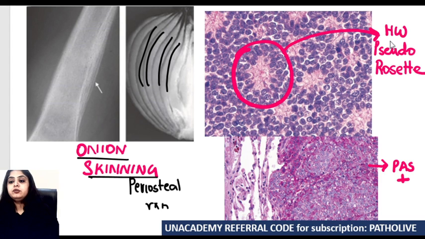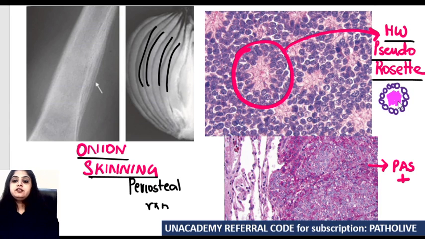Under the microscope, you see Homer-Wright pseudo-rosettes. How does a Homer-Wright pseudo-rosette look? Rosette always means rose-like. The tumor cells will be arranged in a round manner like this, like rose petals. In the center, you have some pinkish material. That is said to be a Homer-Wright pseudo-rosette. See the same thing over here: in the periphery, the tumor cells go round and round, and in the center you have the pinkish material. So that's a Homer-Wright pseudo-rosette.